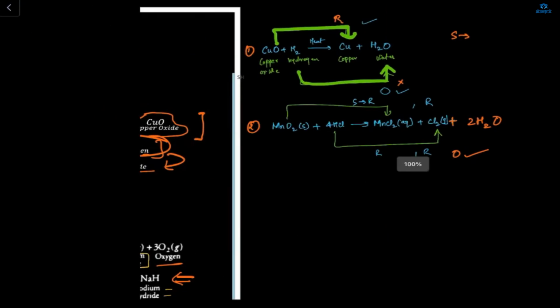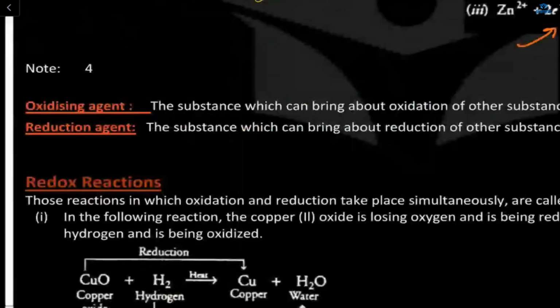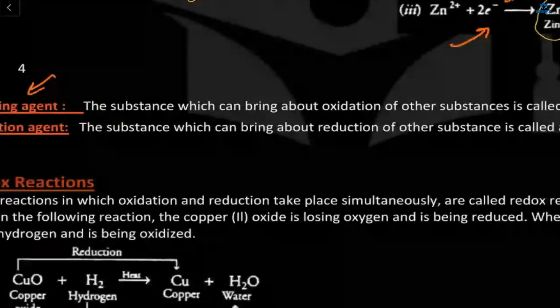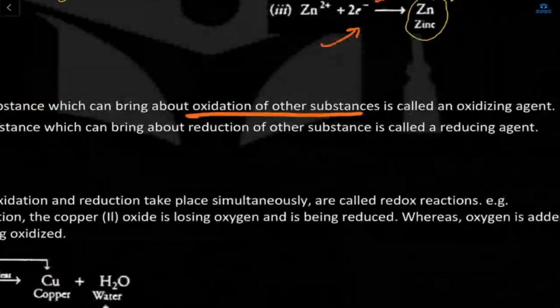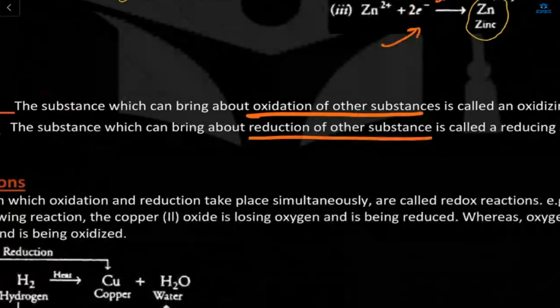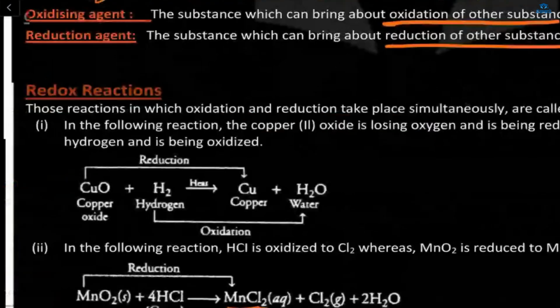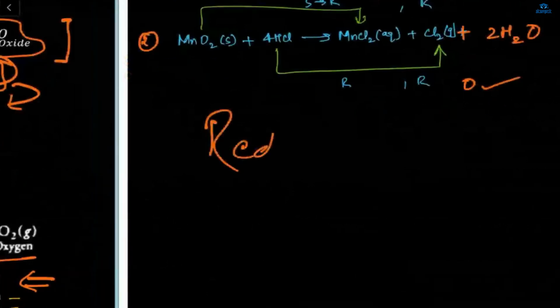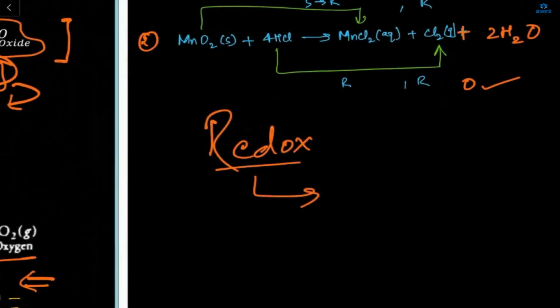Okay. Now, what is an oxidizing agent? The substance which can bring about oxidation of another substance is known as an oxidizing agent. Similarly, the substance which can bring about reduction of another substance is known as a reducing agent. And what is a redox reaction? Ma'am, examples of both of them. Examples of oxidizing agent and reducing agent.